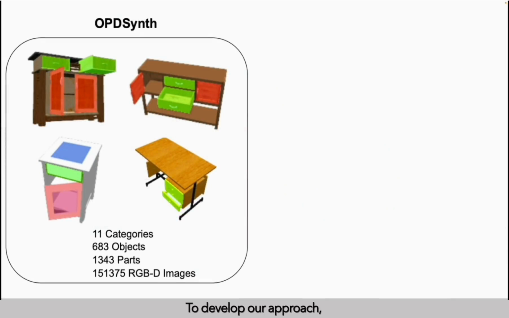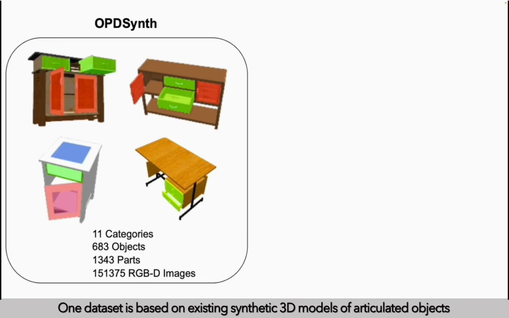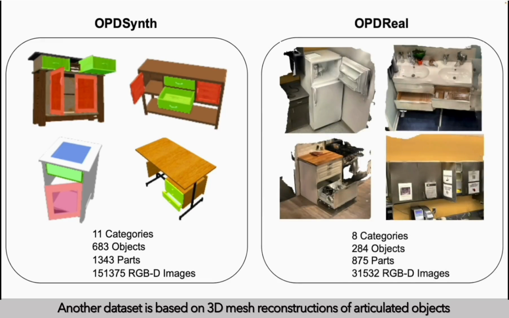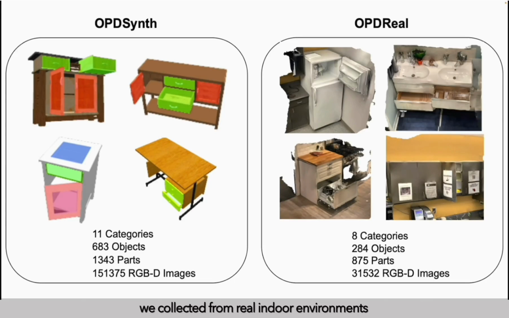To develop our approach, we create two datasets of objects annotated with openable parts and motion parameters. One dataset is based on existing synthetic 3D models of articulated objects. Another dataset is based on 3D mesh reconstructions of articulated objects we collected from real indoor environments. We annotate all objects in these datasets with ground truth parts and motion parameters to create a large dataset of single view images for training and evaluating our approach and baselines.